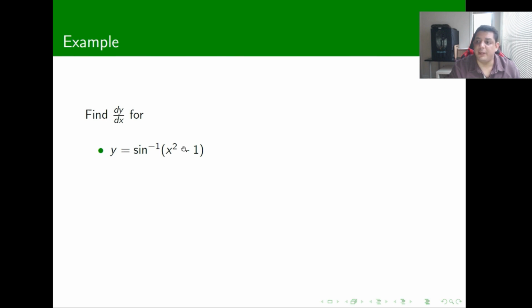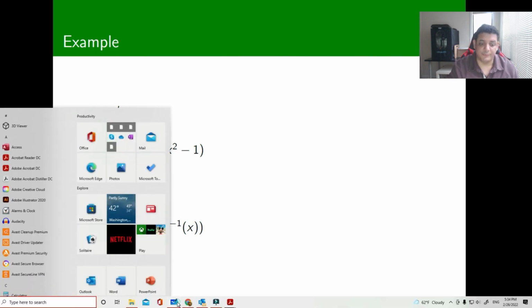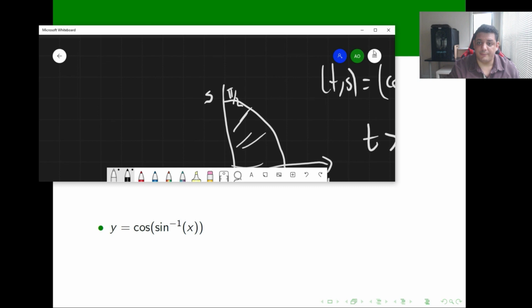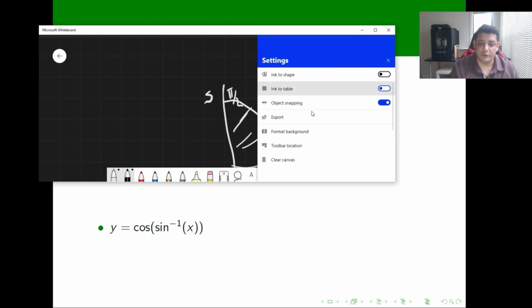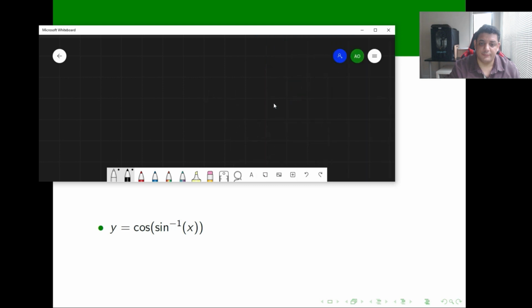Now let's make a couple more examples using the fact that we know now the derivative of the sine inverse. So we're going to take sine to the minus 1 of x squared minus 1, and also we're going to consider cosine of sine to the minus 1 of x. Okay, so let's write this over here.